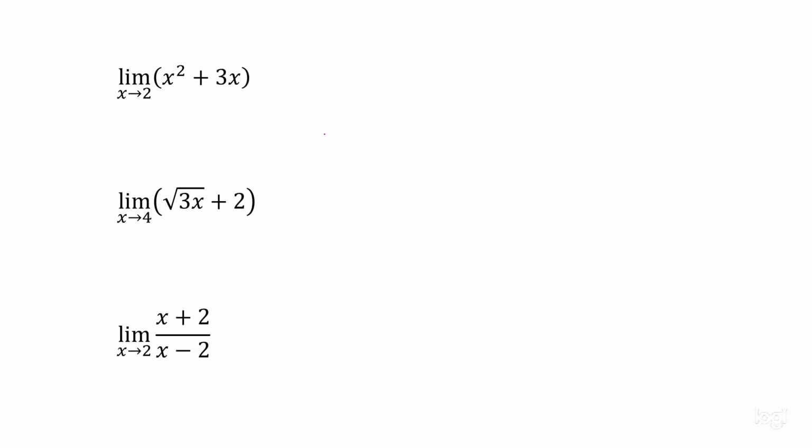In this video, I am going to take the limit of three different functions using the properties of limits. So this first function, x squared plus 3x, we want to take the limit as x goes to 2. So we can recognize x squared plus 3x as a polynomial, and so we simply plug our 2 into our polynomial. So that's going to be 2 squared plus 3 times 2, which is 4 plus 6, or just 10.